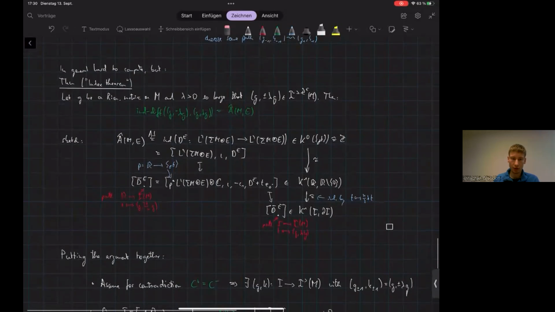Well, I sketched the proof here. The hard thing is probably to digest all the symbols. Basically the idea is the following. This twisted A-hat genus is the same as the index of the twisted Dirac operator. This is by the Atiyah-Singer index theorem. And we can view this as an integer, or it is an element in K0 of a point.